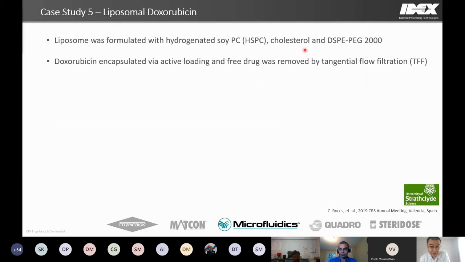As I mentioned already, the doxorubicin liposome is formulated with pegylated lipid, in this case, the DSPE-PEG 2000, with other lipids. Another unique feature about this formulation is that doxorubicin is actually loaded after the empty liposome vesicles are created. The loading is usually done by creating a transmembrane pH or ionic gradient. The process is called active loading or remote loading and can achieve a very high encapsulation rate.